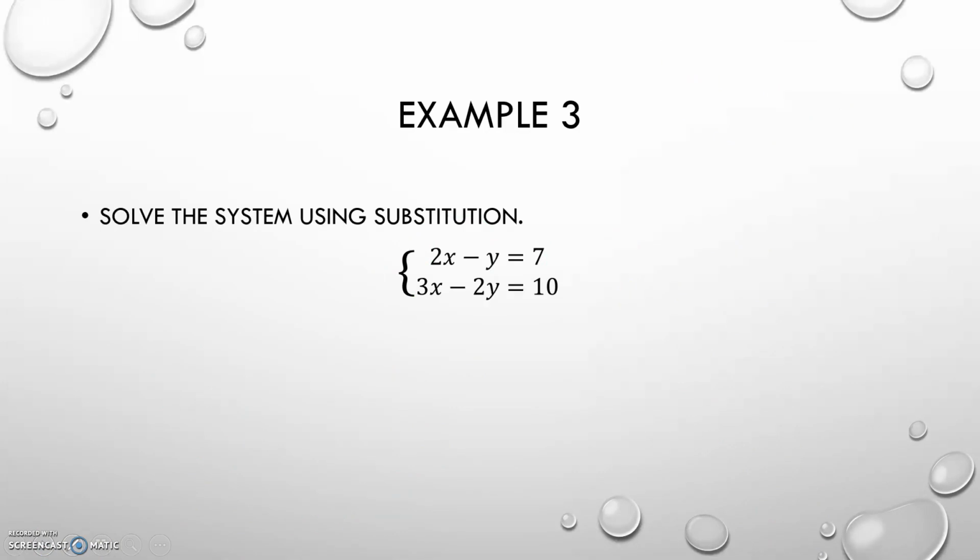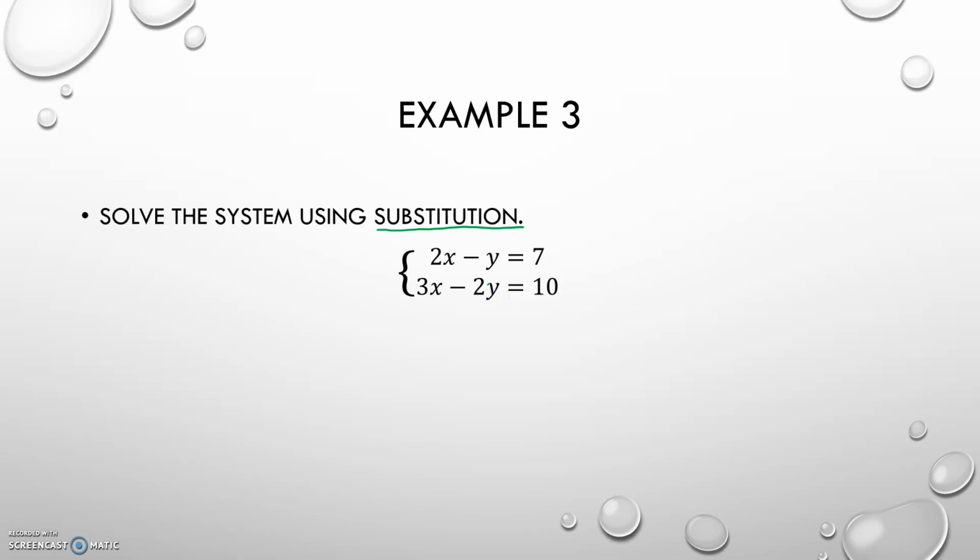Solve the system using substitution. So this tells us to use substitution. However, none of these have a variable isolated already. So we're going to have to solve for one variable. We can solve for this x or this x or this y or this y. It doesn't matter which one.